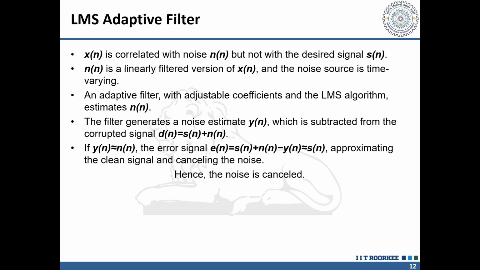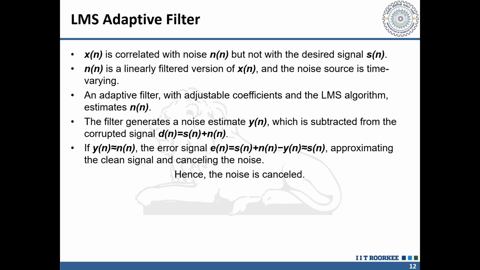What this means for us and why this is important is that since the desired signal s of n is uncorrelated to both the noise signals, this ensures that the adaptive filter won't mistakenly cancel out part of the desired signal while removing the noise. We assume the first channel noise n of n to be a linear filtered version of the second channel noise x of n. Noise source is time varying so that we can estimate the corrupting noise n of n using an adaptive filter. The adaptive filter contains a digital filter with adjustable coefficients and the LMS algorithm to modify the values of the coefficients for filtering each sample.